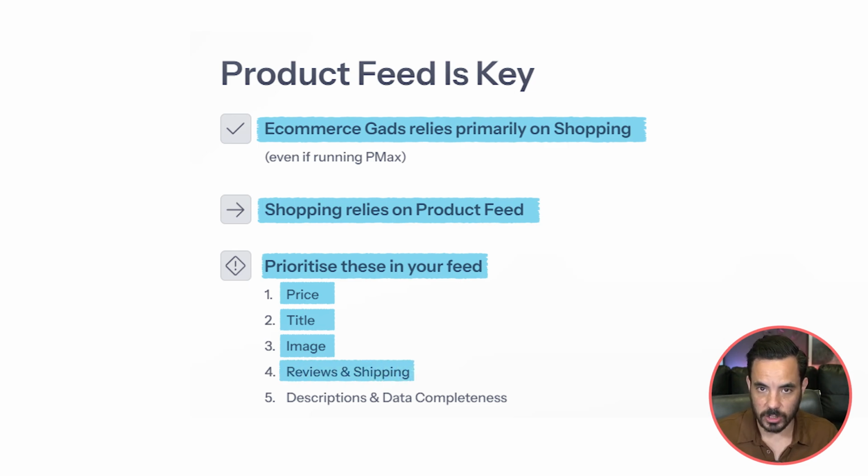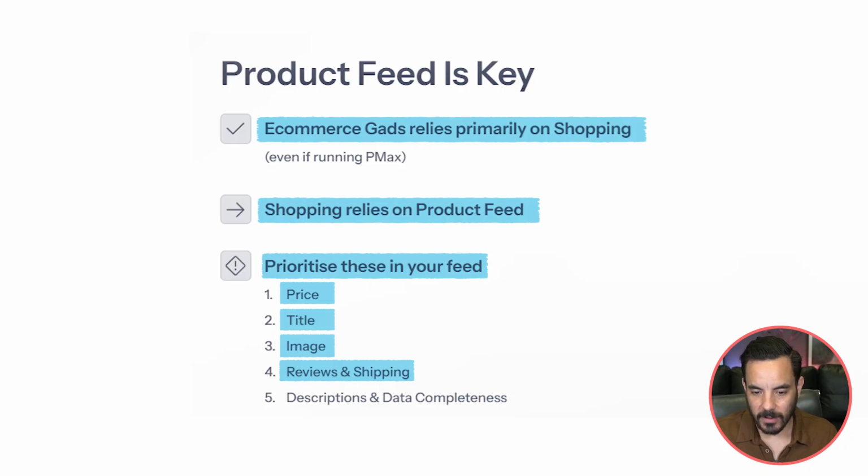So if you've got a good shipping deal, if you've got free shipping, make sure that's showing on your ads, and make sure you're collecting reviews and you're feeding your product feed, or you're feeding your review feed into Google Merchant Center so that the reviews on your products are showing up in Google Shopping.